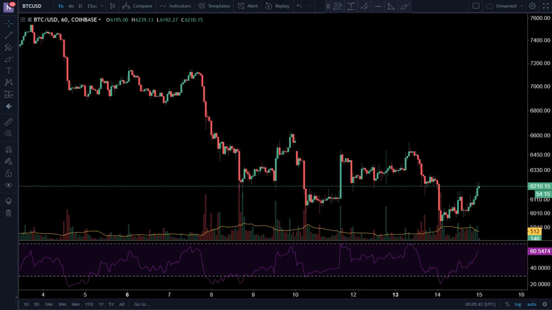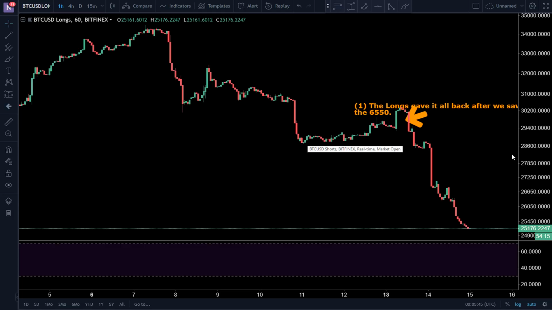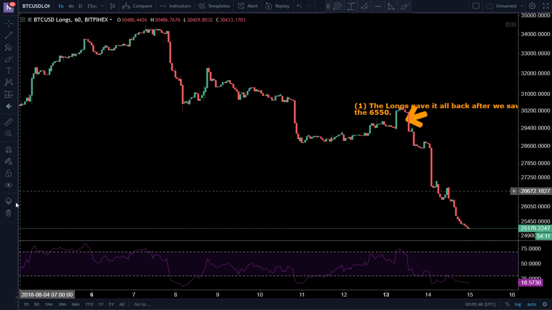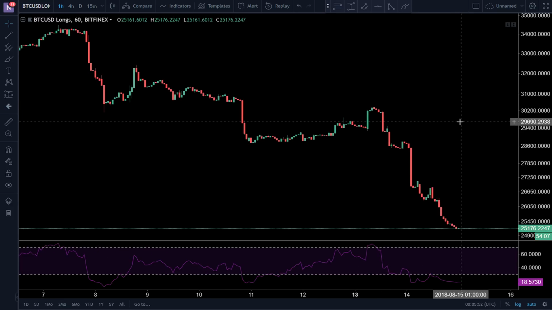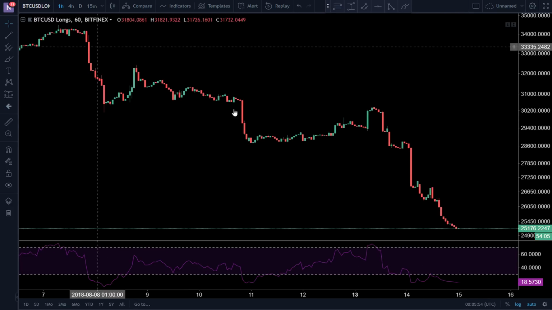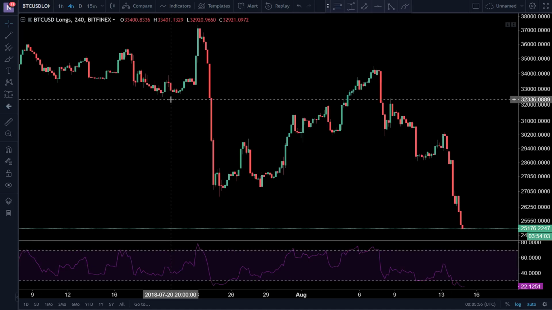All right, so let's jump over to that. So here's the Bitcoin longs. Okay, let's talk about that. Oh, there's a little leftover piece I was pointing out earlier, throwing out some charts. Okay, so let's talk about the Bitfinex longs. As you can see, we're on the hourly right now. I'll jump to the 4 hour and get a bigger picture.